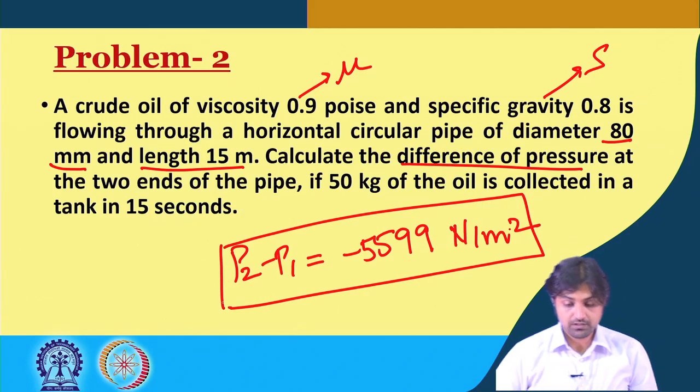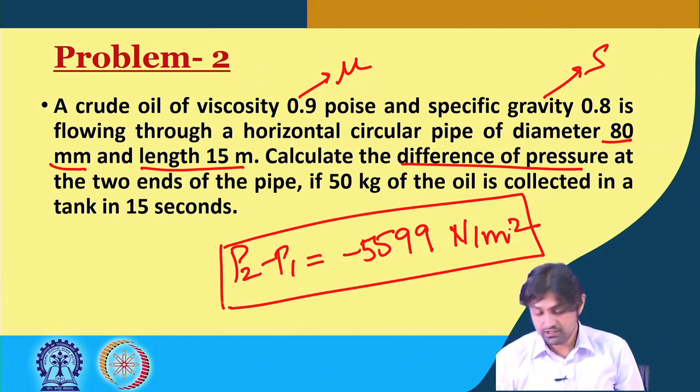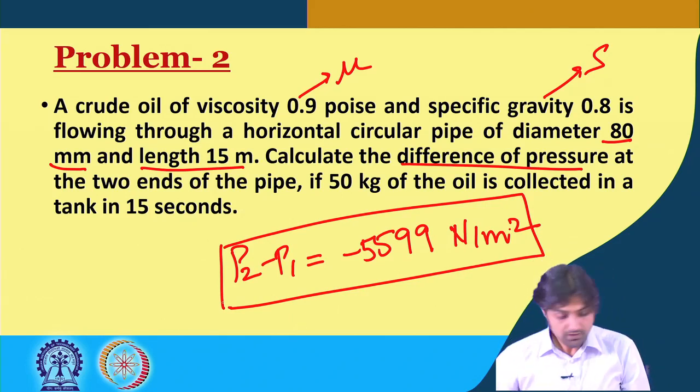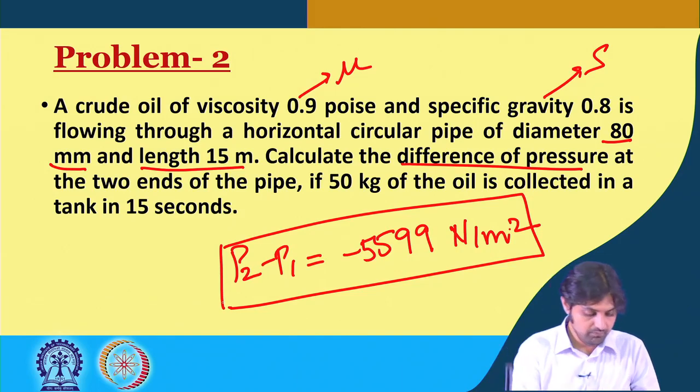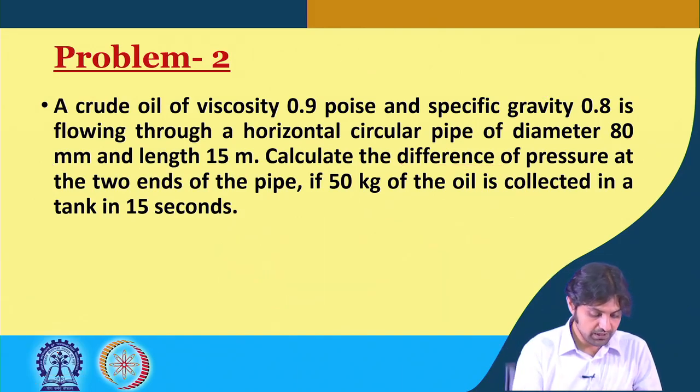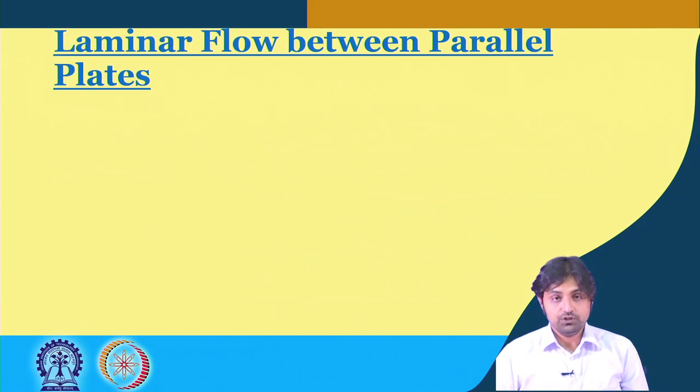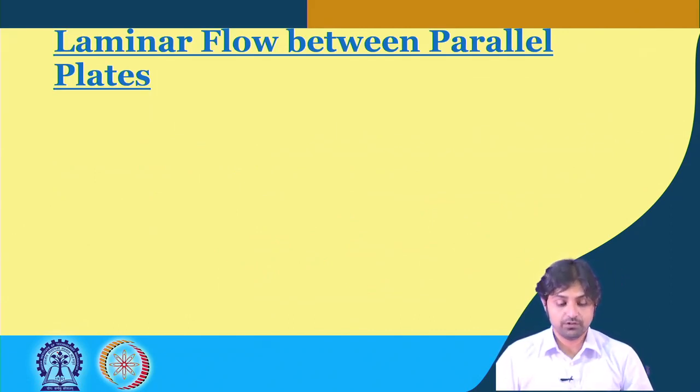So, this is how we solved a detailed solution. Now we have done the laminar flow through the circular pipe. Now, we are going to see the laminar flow between the parallel plates.